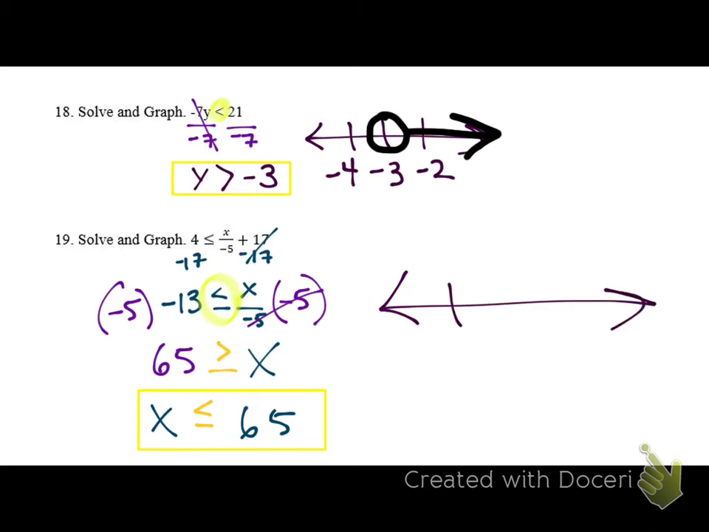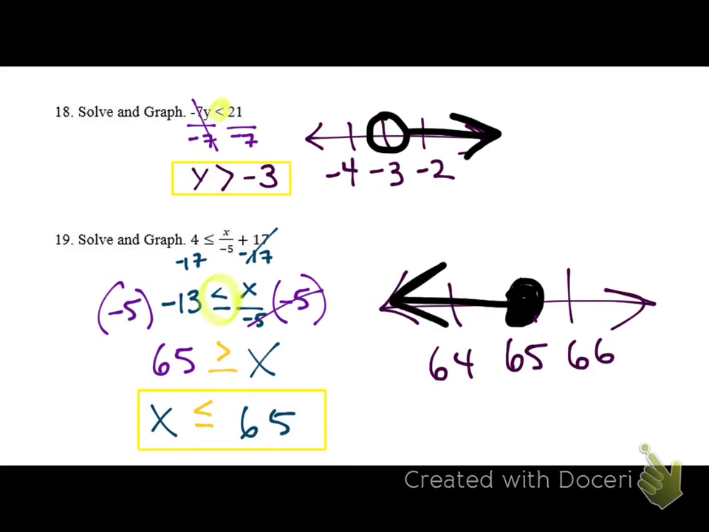So then we plot 3 points, 64, 65, 66. Open or closed circle, closed because it says or equal to, and then shade to the left.